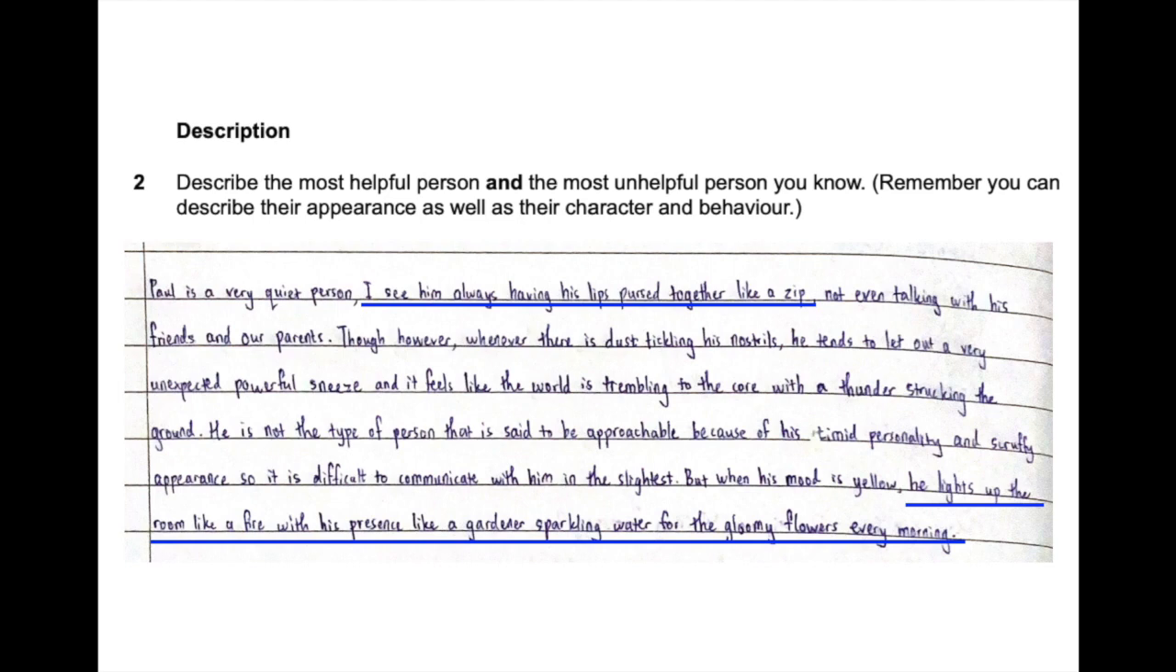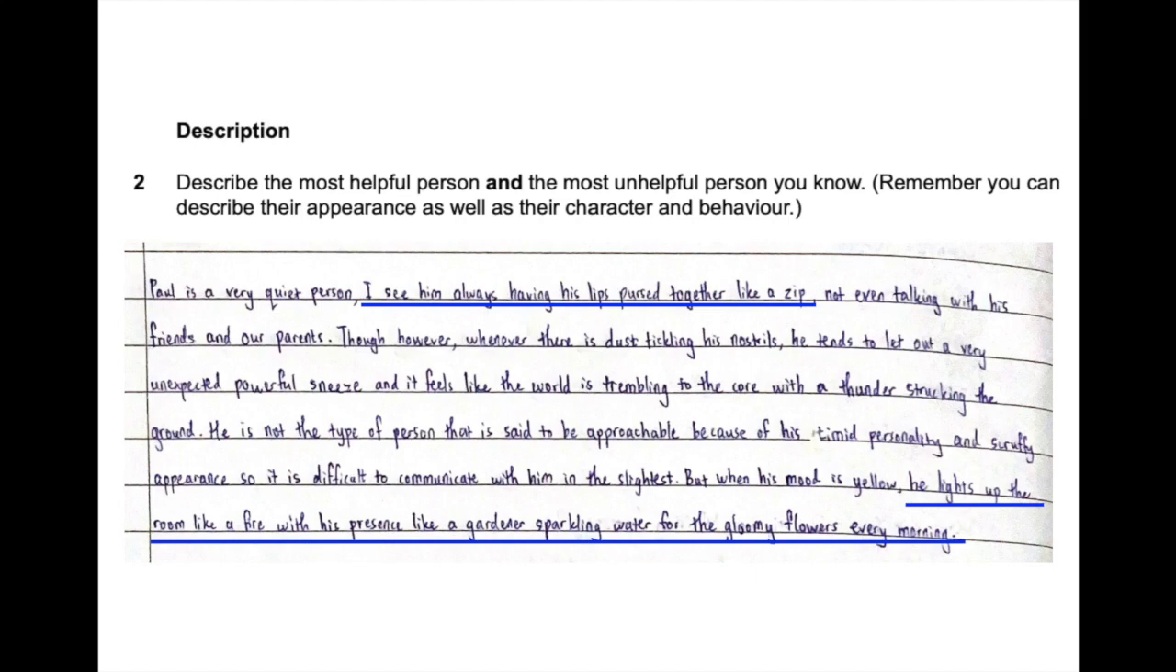The first sentence says, Paul is a very quiet person. I see him always having his lips pursed together like a zip. What type of figurative language is this? Shout at me, shout at me. Well, I can't hear you, can I? But the answer is a simile because it uses like.